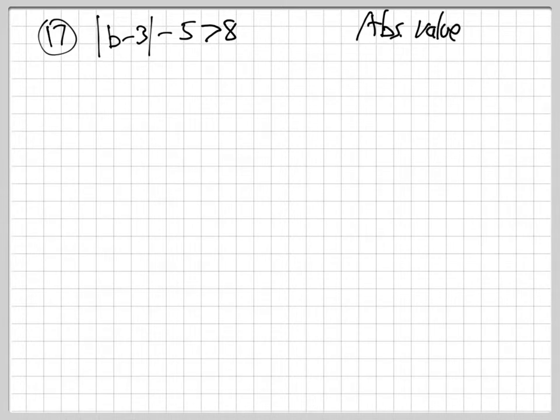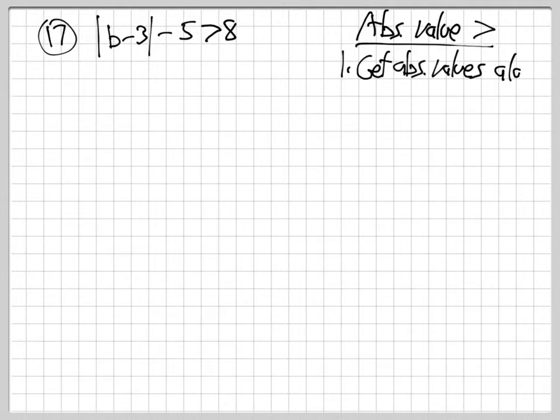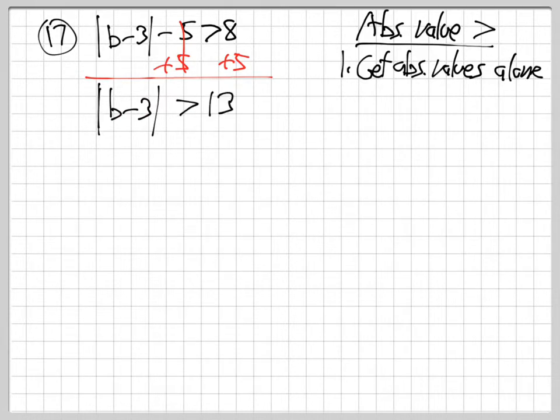17 is going to be absolute value the other way. Absolute value of b minus 3 minus 5 greater than 8. So, again, now it's going to be absolute value greater. How do you do absolute value greater? Step 1, same. Get absolute values alone. So to get them alone, you would add 5 to both sides. So we get absolute value b minus 3 greater than 13.